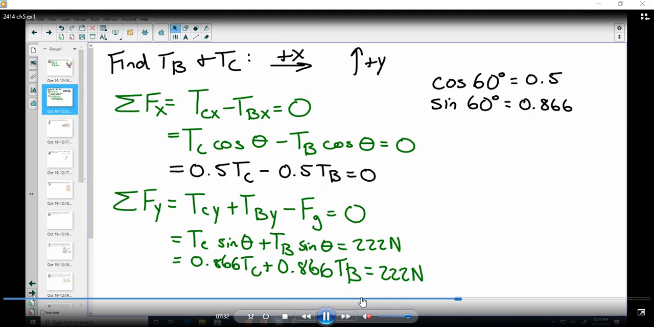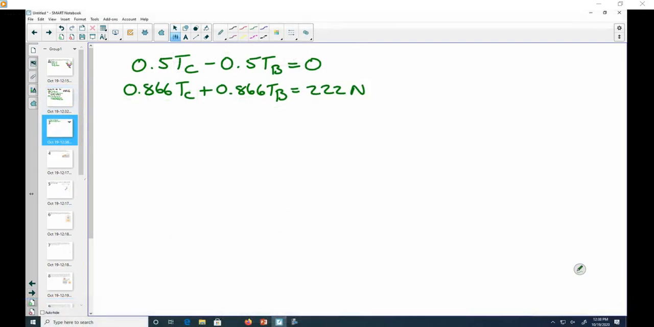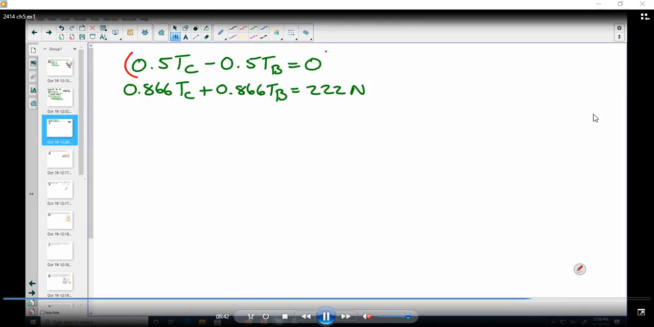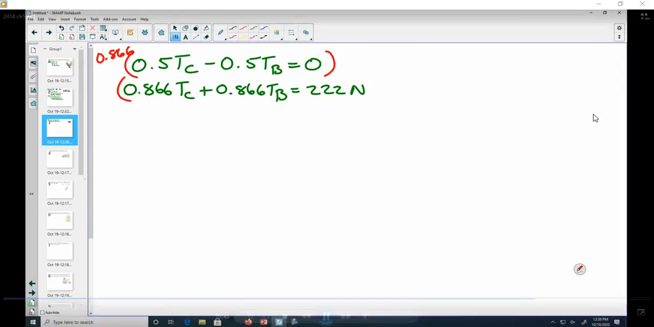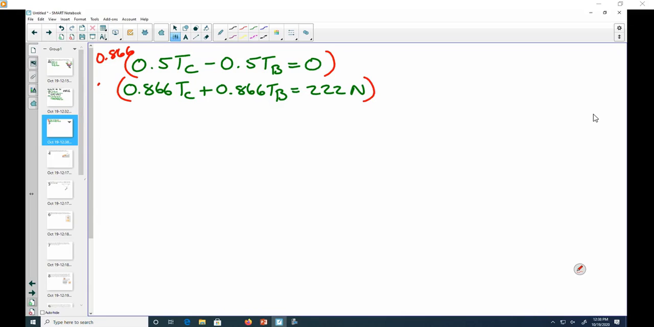Now, to solve for TC and TB, all you need to do is solve the system of equations that you've set up. We've got one for the X dimension, one for the Y dimension. We can then combine them and use elimination. So here we just have the system of equations. We're going to solve it using elimination. So we're going to multiply the top equation by 0.866, multiply the bottom by 0.5. This will allow us to eliminate the term in the middle, the term with the TB.